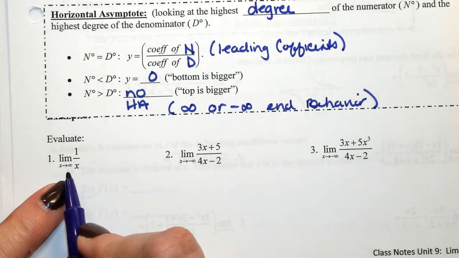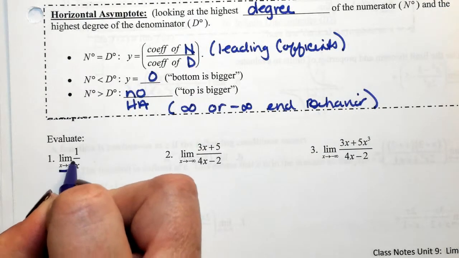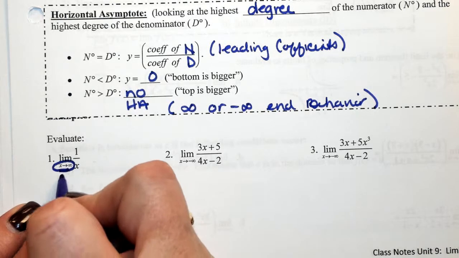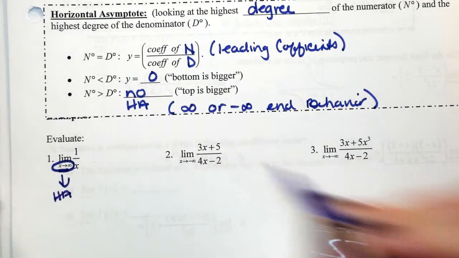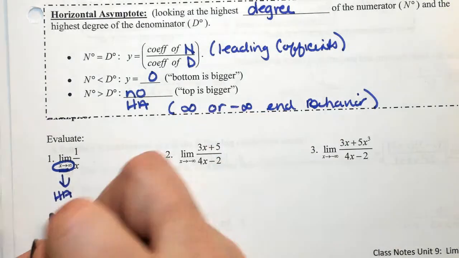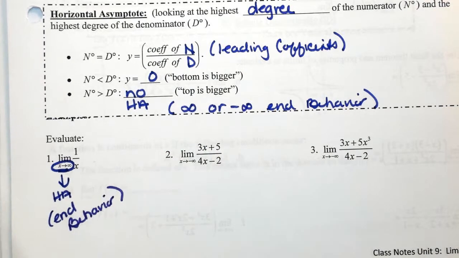So let's take a look at this example right here. The limit as x approaches infinity. Anytime you see that x is not approaching a number, it's approaching infinity, all you need to do is find the horizontal asymptote. The only difference from what we've been doing is that now, instead of x approaching a number, it's approaching infinity. This, remember, is the horizontal asymptote or your end behavior. So anytime you see that x approaches positive or negative infinity, you want to find the horizontal asymptote.